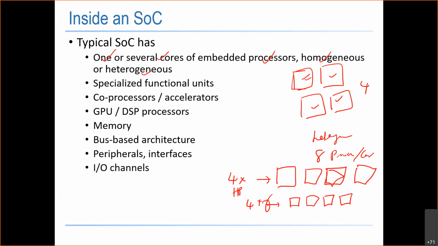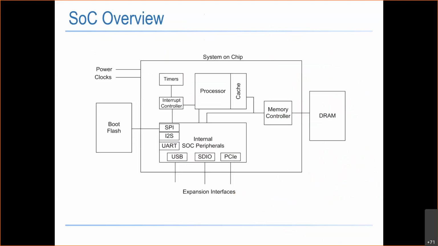Of course, in the SoC, you may have some specialized functional units. You may have co-processors. You may have GPU and DSP. You may have memory. You have some sort of bus architecture, peripherals, and these are the kind of things we have in a SoC, and we can have a look at some examples of it later.